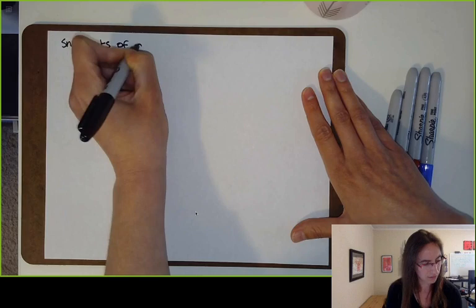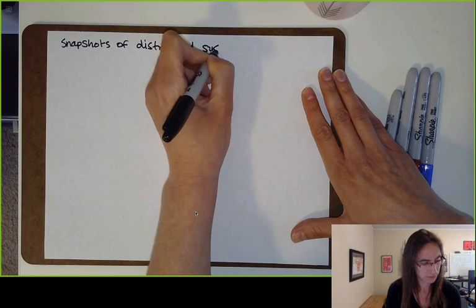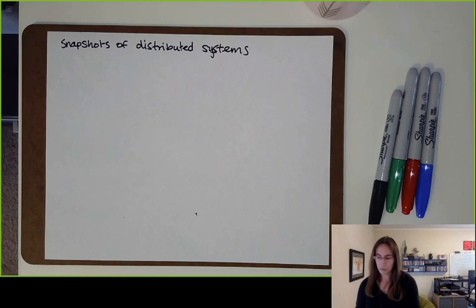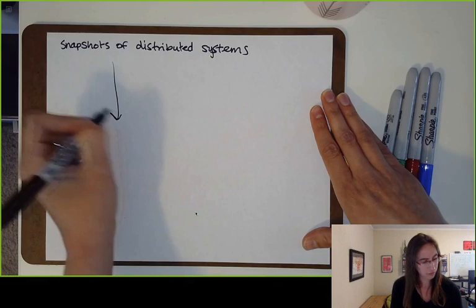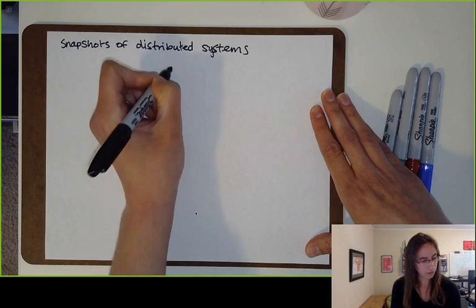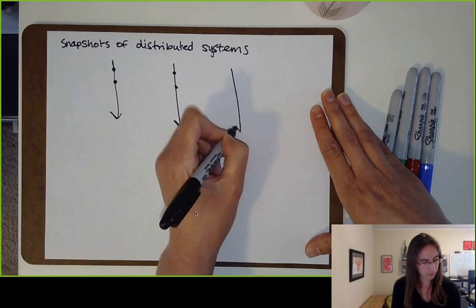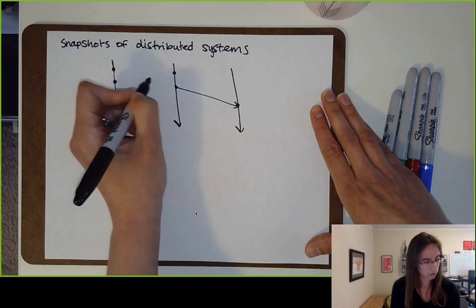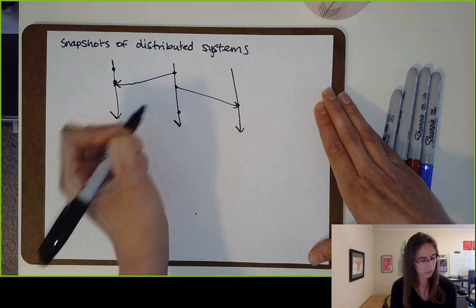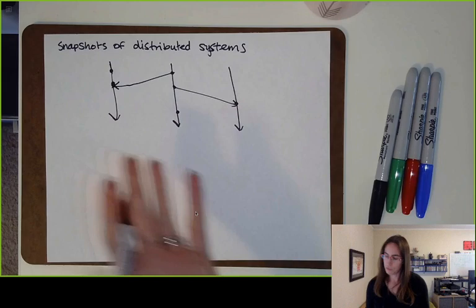Snapshots of distributed systems. One thing that I've mentioned a couple of times in this class is that in a distributed system, processes have state, right? And that state can be thought of as the collection of the events that have occurred on that process. So if you've got a bunch of different processes here, maybe they each have some events, and maybe there's some message sends and some message receives and possibly some internal events. So everybody's got their own state. Individual processes have states, and we can say that the state of a process amounts to all the events that happened on it up to a particular point.